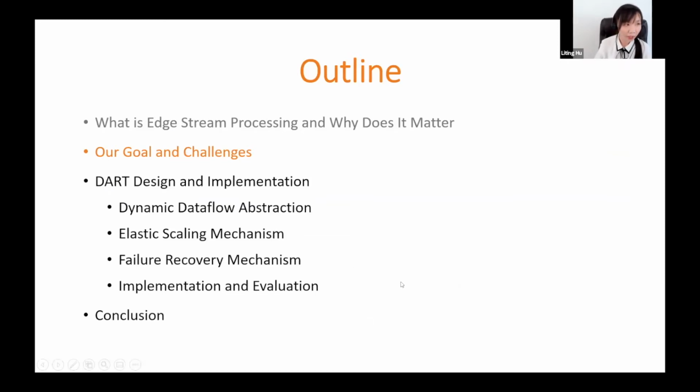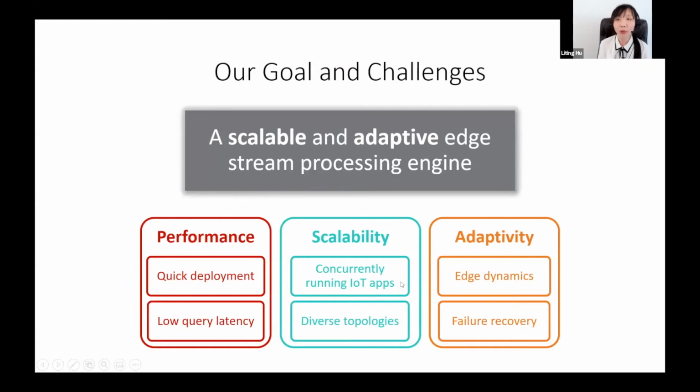And here's our goal. Our goal is to build a scalable and adaptive edge stream processing engine for these IoT stream applications. We aim to achieve the following goals. First, the system is expected to have good performance in terms of quick topology deployment and low query latency. Second, the system is expected to scale well with the large number of concurrently running applications that have diverse topologies. And third, the system is expected to adapt well to the edge dynamics and recover from failures.